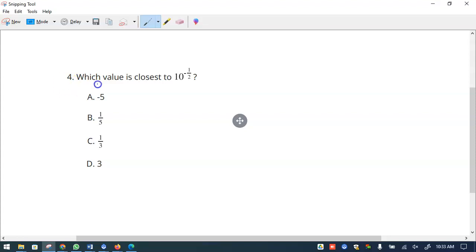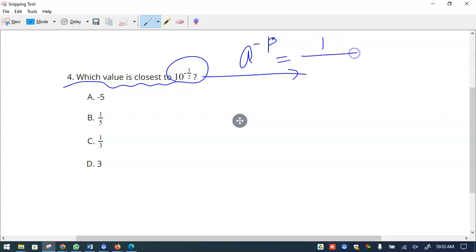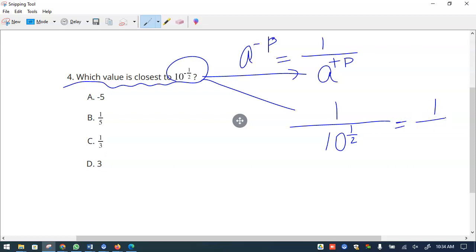Okay, question number 4. Which value is the closest to 10 raised to minus half? Now, what is 10 raised to minus half? Remember, if it is a raised to negative p, we can write this as a positive exponent by dropping down, a raised to minus p is 1 over a raised to p. So this is 1 over 10 raised to half. So that is equal to 1 over the square root of 10.